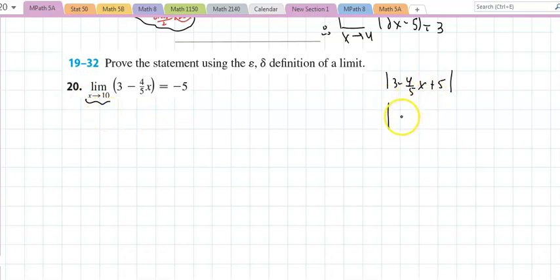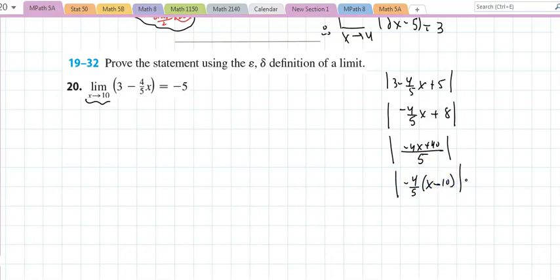If I get a common denominator, actually before I get a common denominator, isn't that an 8? Is that right? Yeah. And if I take 0 over 5 minus 4x plus 40, do you see that I could take a negative 4 over 5 and I'll have an x minus 10 out? An absolute value of a negative is a positive. So this is the key.